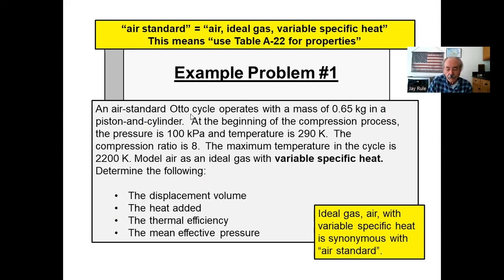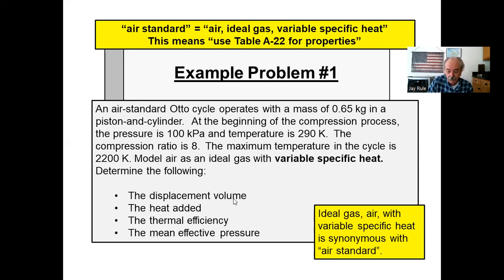An air standard Otto cycle engine, Otto cycle spark ignition model, operates with a mass of 0.65 kilograms contained in the piston and cylinder there. At the beginning of the compression process, state 1, the pressure is 100 kPa and the temperature is 290 K. That's about ambient conditions. The compression ratio is 8. The maximum temperature in the cycle is 2200 K. Now, model the air as an ideal gas with variable specific heat and determine the following things.